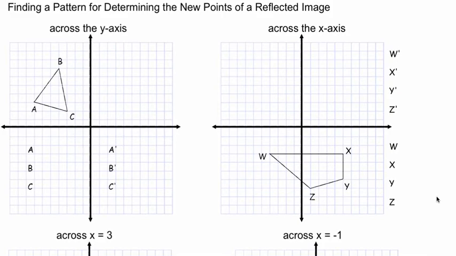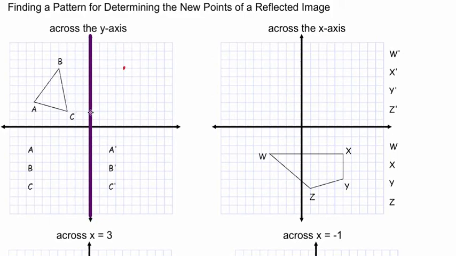Now, finding a pattern for determining those points. So, let's again reflect across the y-axis. So this time, the actual y-axis is right here. Okay, so now we're just going to count, make it a shortcut. So I know that's 1, 2, 3, 4. So I count another 4. 1, 2, 3, 4. So that's right there.